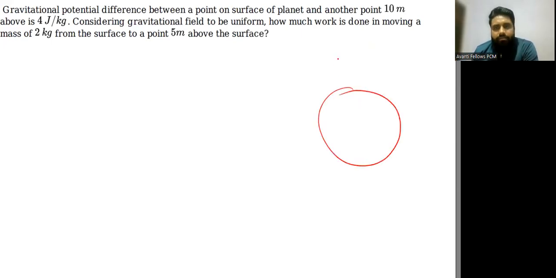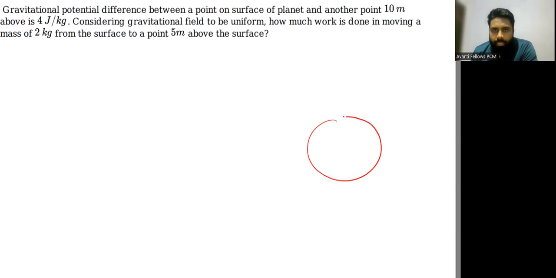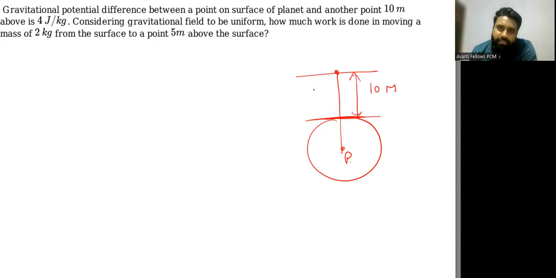So this is the sphere we have. This is the planet we have. And let's say this is the surface of it. And the potential difference from the surface to a height of 10 meter is given as delta V, and let me write it here, delta V is given as 4 joule per kg. Okay. Now there is a mass of 2 kg and we have to lift it.